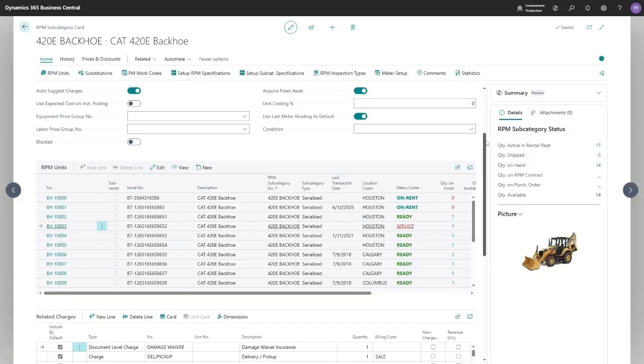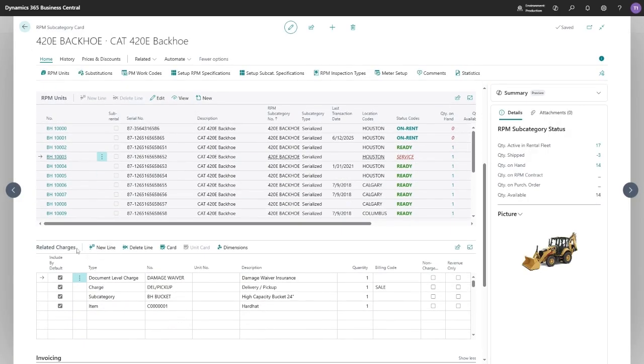Scrolling a little farther down on the subcategory, we have a section here called related charges. Related charges are the things that could go with the rental, sale, or servicing of this piece of equipment. And we can automatically suggest these charges when you put this subcategory onto a quote or contract and so forth. This gives the user the opportunity to remember to ask if they need things like damage waiver insurance, or maybe they wanted a high capacity bucket, or even sell an inventory item, a retail item like a hard hat.